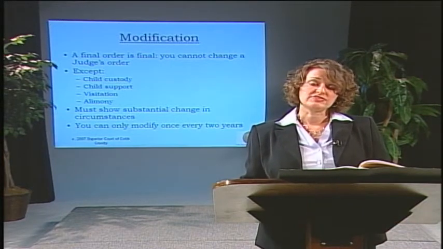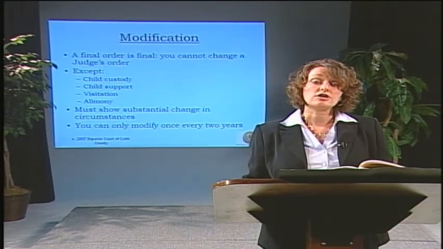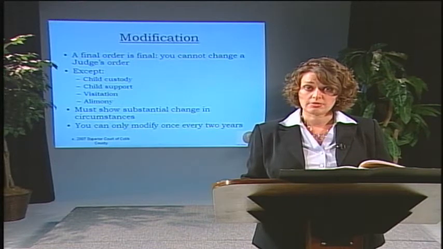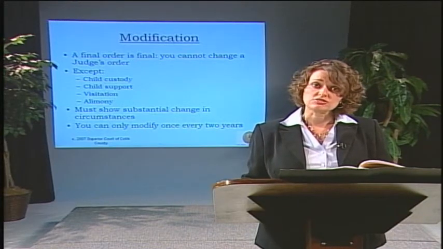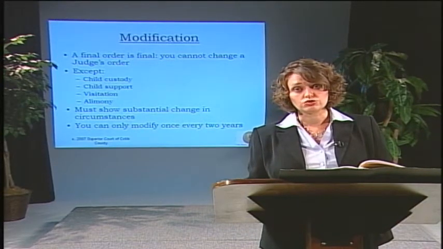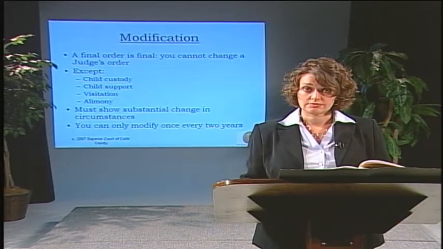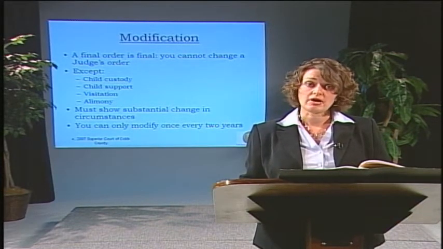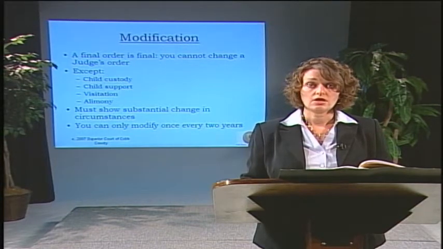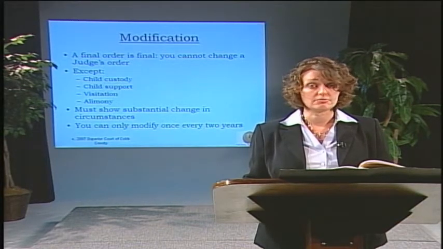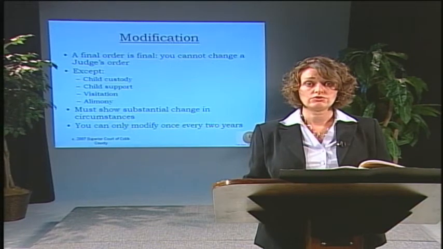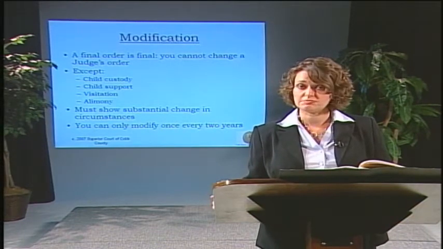The other example of a substantial change would be the non-custodial parent losing his or her job. The parent was making $100,000 at the time of the divorce, loses his or her job, and now wants to modify downward his or her child support. And you can do that through a modification action. There are 2 big rules. First of all, you can modify at any point after the final order as long as you have a substantial change.